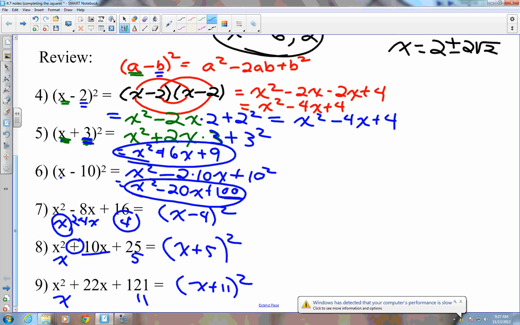So that's the pattern we're going to use today. We're going to use it for solving equations. Any questions on anything here before we go on? Okay.